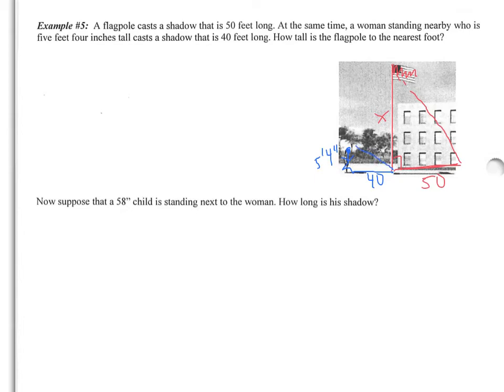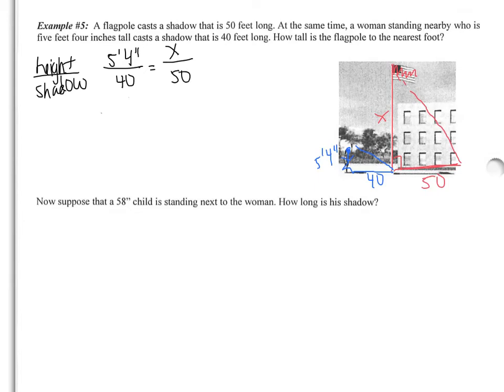And I have two pairs of sides on the first triangle, and then I have two pairs of sides on the second triangle. Okay, so we are comparing the height of the object to its shadow. So the woman is 5 feet 4 inches tall, and her shadow is 40 feet long. The height of the flagpole we don't know, but the flagpole has a shadow that is 50 feet long.